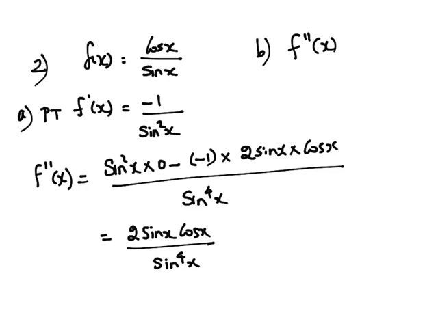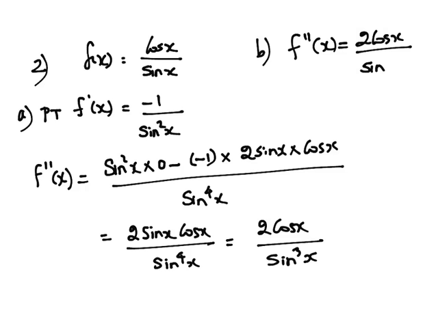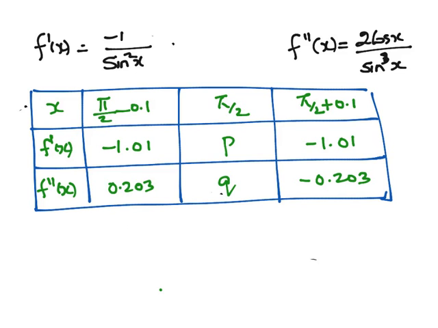Now in the problem it was mentioned that sin x is not equal to 0, so that means you can cancel sin x. You'll get 2 cos x by sin cubed x. Okay, so this is the second derivative. So let me write it down here. So the second derivative is 2 cos x by sin cubed x.